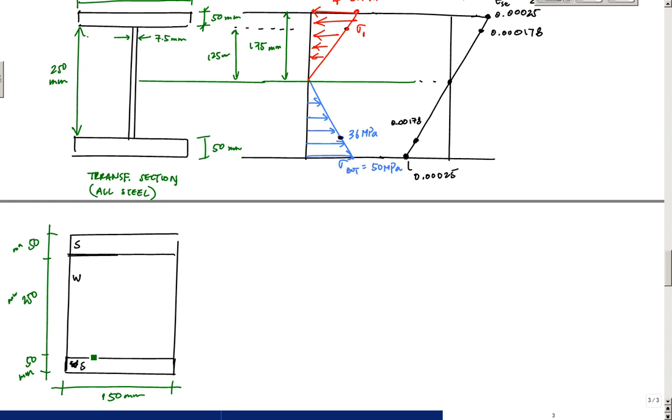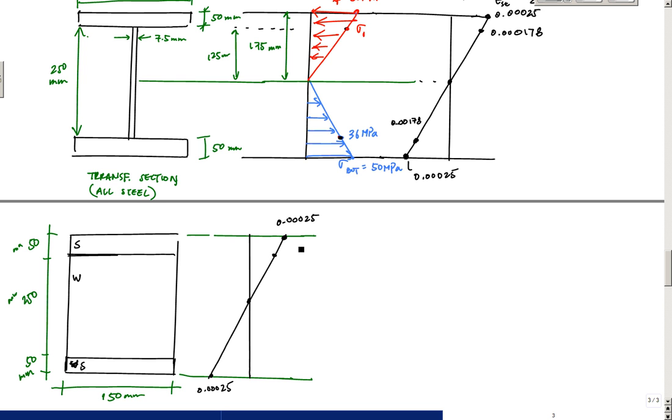My strain profile hasn't changed, so just to emphasize that point, I'm going to redraw my strain profile here. This strain profile is still the same between the transformed section and the composite section. So here I have the neutral axis location and my strain profile, and these values are still 0.000178, 0.00025, and 0.00025. Compression at the top.